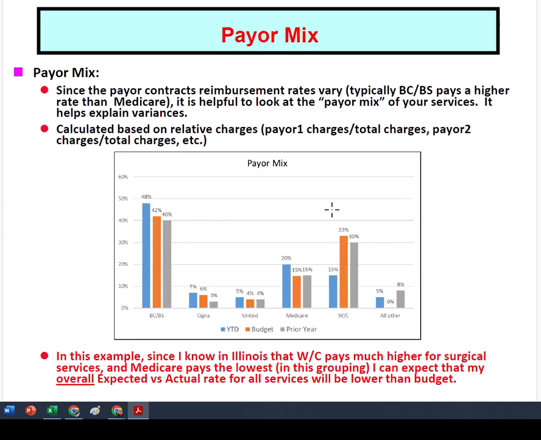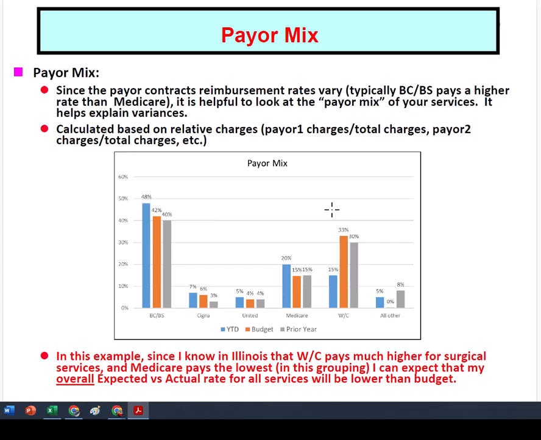Payer mix is really important because payers pay different amounts. So I look at this every month without fail. Let's just say we're in Illinois. In Illinois, workers' comp, typically for surgical services, is the highest payer. Not so much for inpatient or for office visits. It actually pays about Medicare. But for surgical services, it's the highest payer. And then Medicare, let's say, is the lowest. Let's say Blue Cross is in the middle.